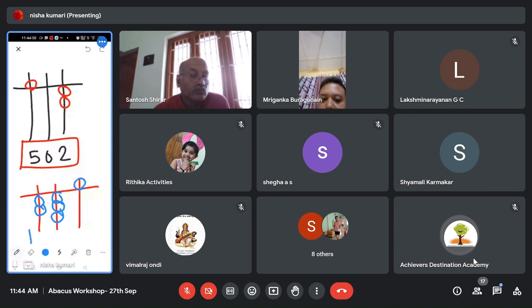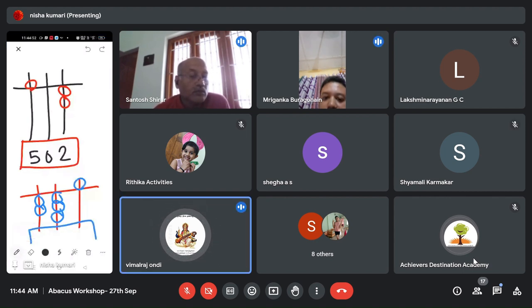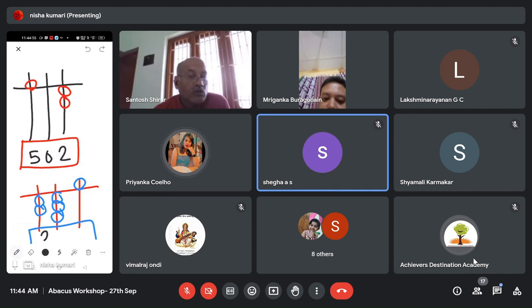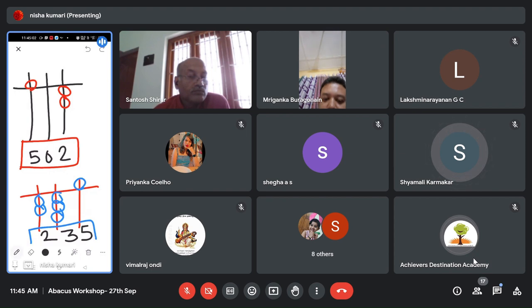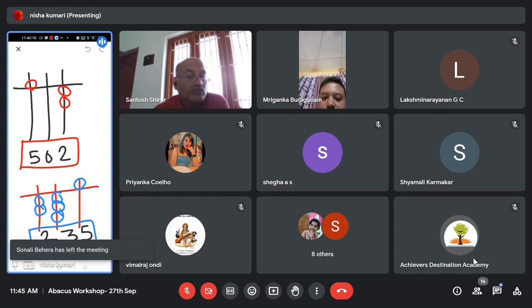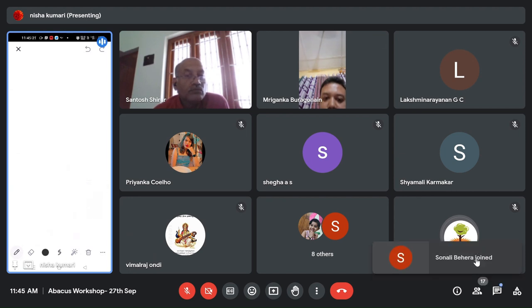What is this value? 235. You're just going to write from the left hand side itself, not from the right hand side. See, some of the students start writing from the right hand side. That is the right answer. Okay, so I hope you have understood this.